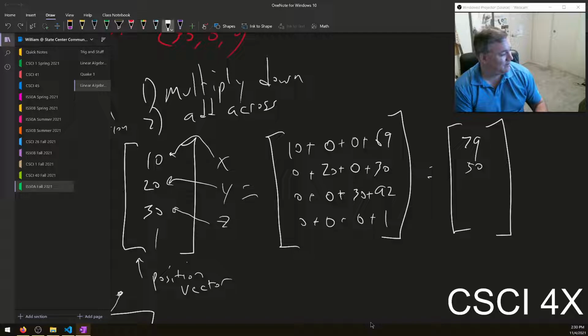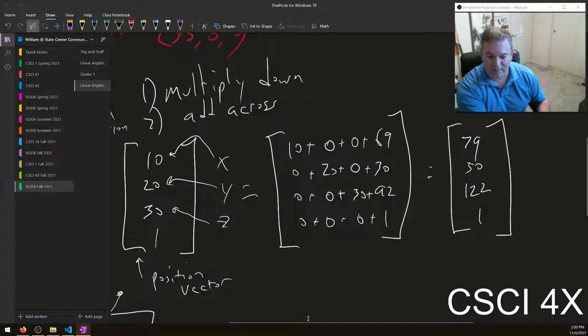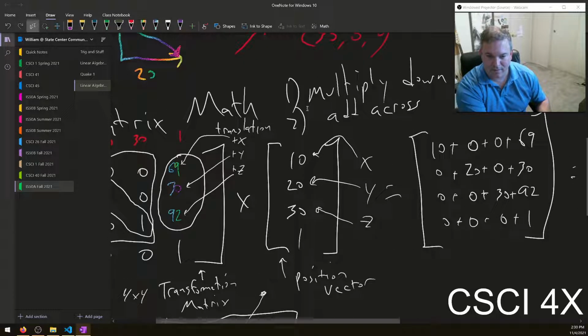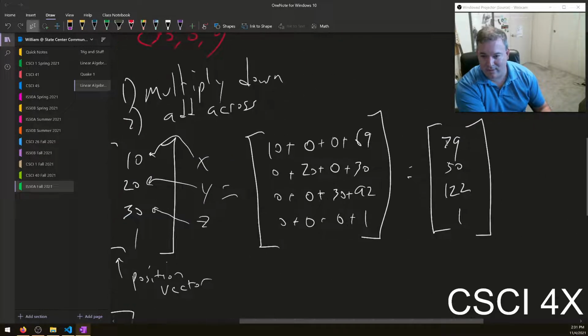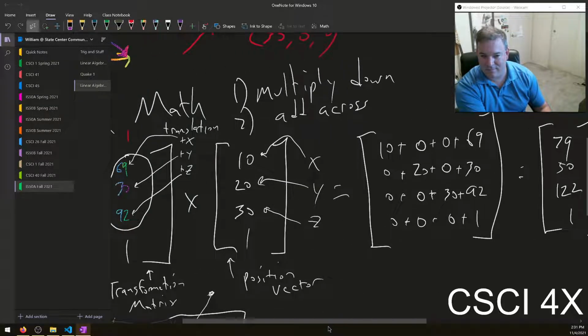All right, so 122, very good. And of course, the bottom number is 1. And so you see what we did here? We had a point, and we wanted to move the point 69 east, 30 north, and 92 in. And that's what we got. 69 east, 10 plus 69 is 79, 20 plus 30 is 50, 30 plus 92 is 122.